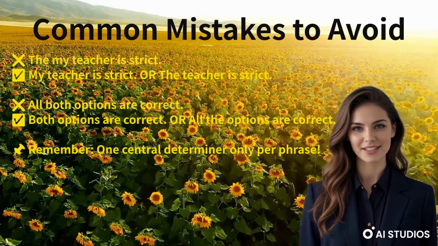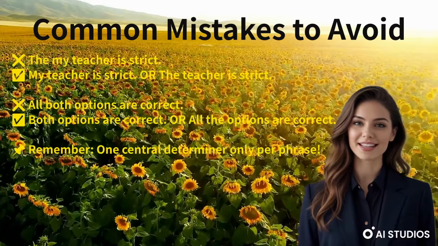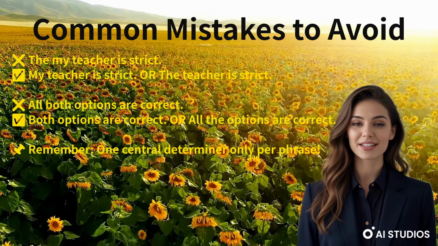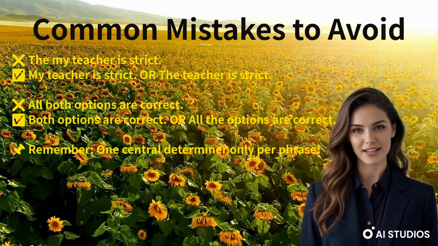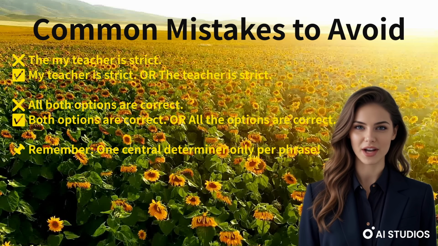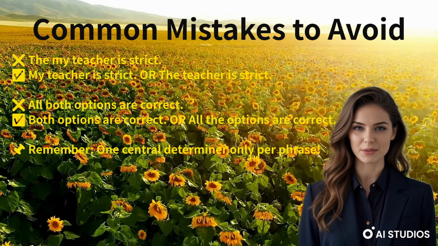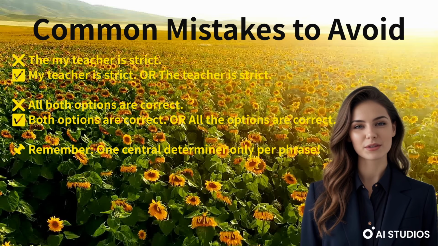Let's fix some common mistakes. It is wrong to say, the my teacher is strict. The correct version is, my teacher is strict. Or, the teacher is strict. Wrong: both the options are correct. Right: both options are correct. Or, all the options are correct. Remember, one central determiner only per phrase.